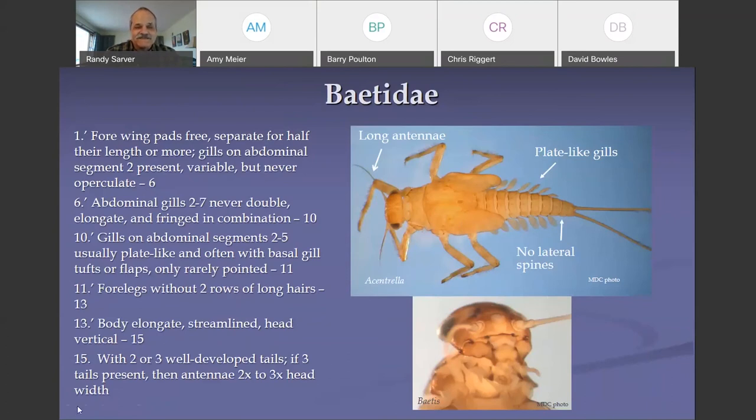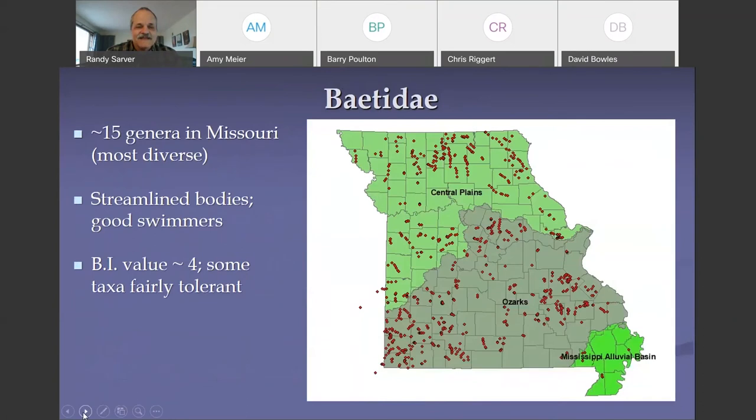Next. The reason I'm saying they're a tough group is because they're the most diverse group in Missouri. There are around 15 genera of Baetidae, and they occur in all different kinds of streams, really small streams, but also large rivers. They're fairly good swimmers. They're a lot smaller than the Isonychiidae, the large minnow mayflies. The nickname for these guys is small minnow mayflies.